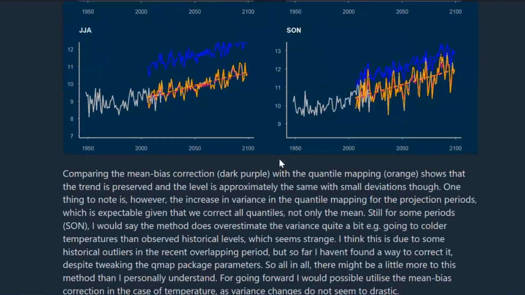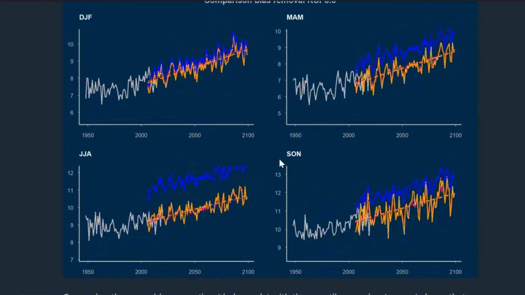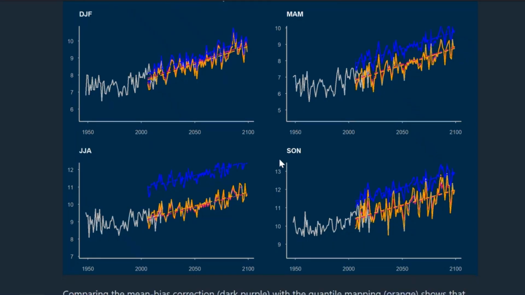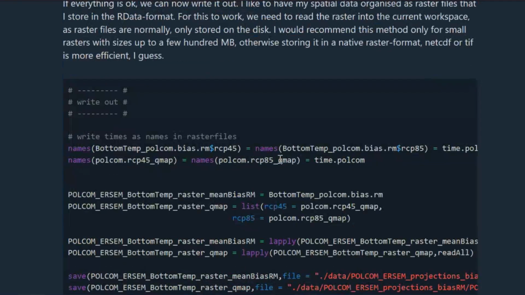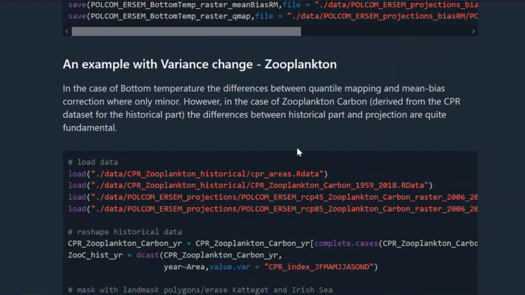Okay, here in SST, or no, bottom temperature, sorry, the difference in the variance was not so big, so quantile mapping in this way didn't make much sense. You would also be completely fine with just the mean bias correction, because there is not much of a variance change in the projection period. But what if you might have a variance change? And therefore we move to the zooplankton example.